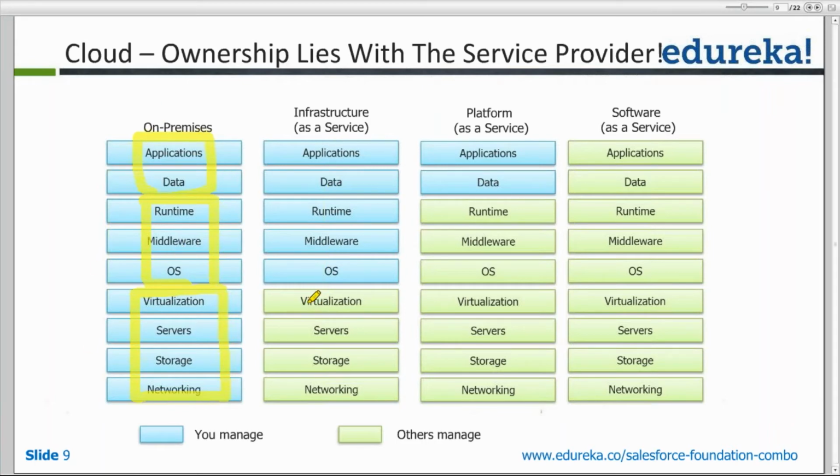In infrastructure as a service, you only take the infra from the service provider, the rest you manage. In platform as a service, not only do you take the infra, but you also take the platform from the service provider, and the rest you manage. Whereas in software as a service, everything is managed by the vendor. You don't manage anything. It's available to you whenever you want.